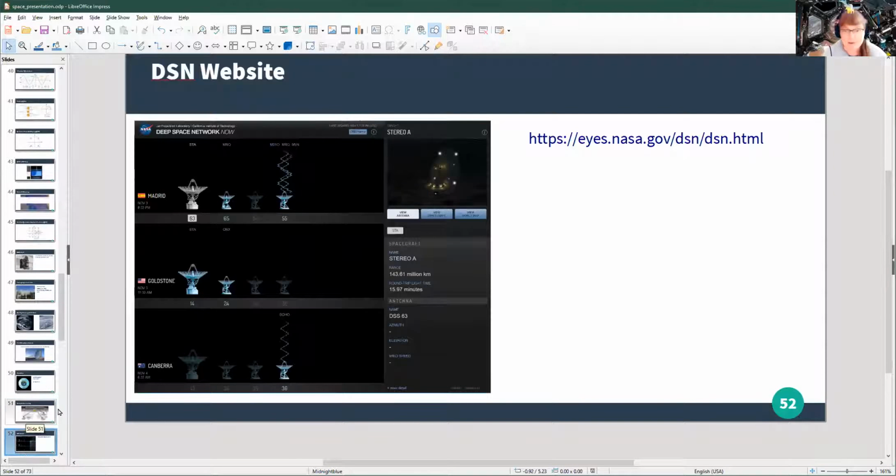And you can actually view the DSN live right now, like what it's doing, straight on the internet at eyes.nasa.gov/DSN. You can see what it's doing right now. Probably right now they're talking to Mars because of the rover there, but you'll see what it's doing.